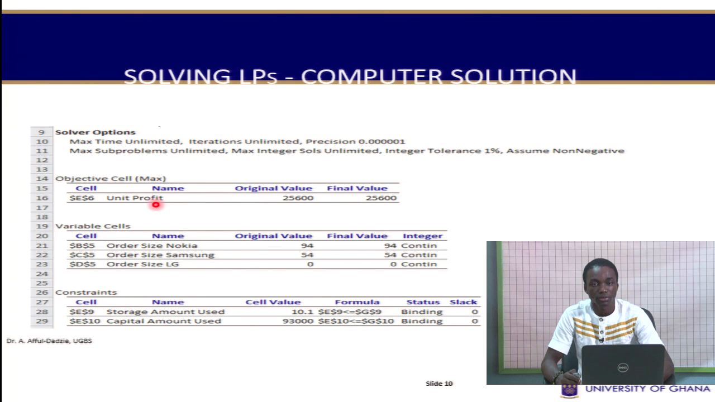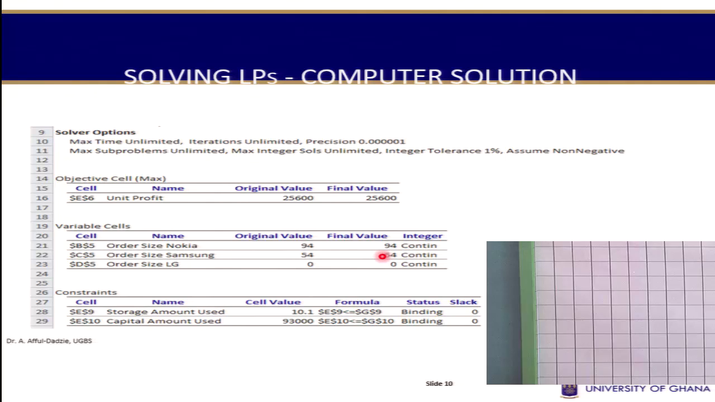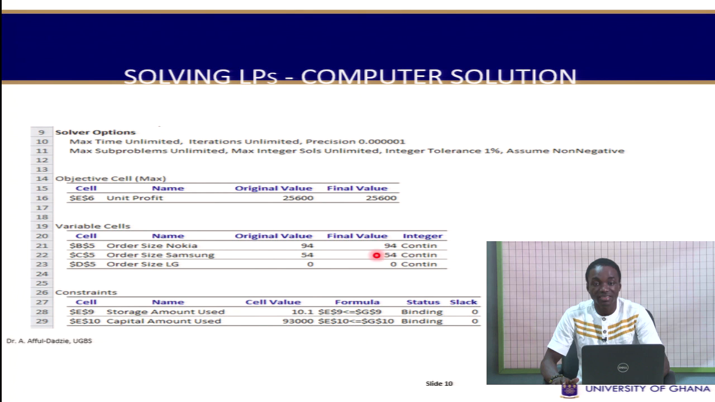The answer report is not as detailed as the sensitivity report, and it gives you a general overview as to how your level of production or your level of purchase should be. So, for the answer report, you see that our total profit is given as 25,600. And the final values are such that we need to produce 94 of Nokia, or we need to order 94 of the Nokia phones, and then 54 of the Samsung phones, and zero of the LG phones in order to maximize our profit whilst meeting our constraints.